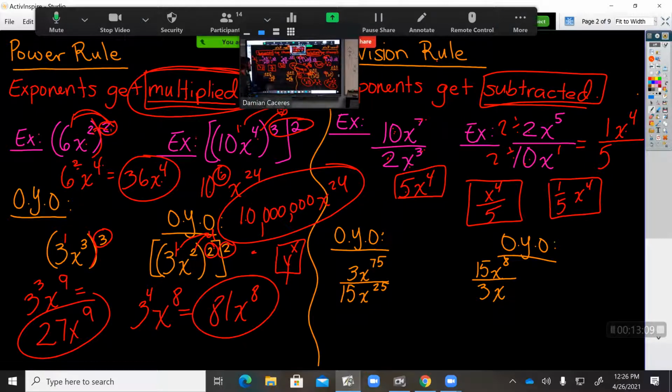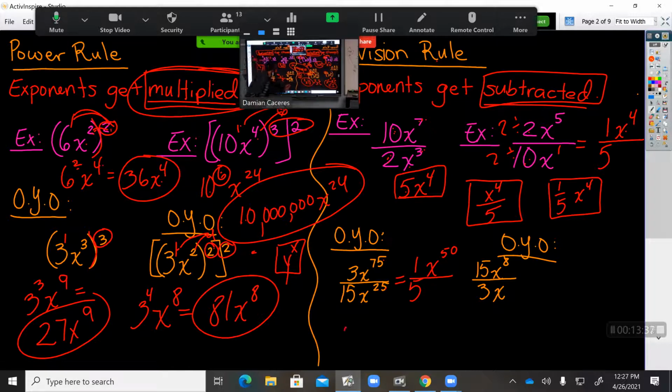So now let's move over to the division rule side. The first fraction there can't be divided because the top number is smaller than the bottom. So we need to simplify this fraction. 3 over 15 simplifies to 1 over 5. And now subtract the exponents. 75 minus 25 gives you x to the 50. Remember, all results go on top.